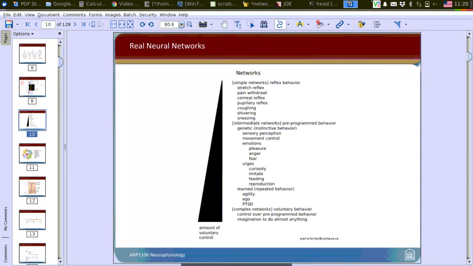When you accidentally place your hand on a hot surface, the hand will be automatically removed without you thinking about it. The next one are intermediate networks. Those form pre-programmed responses. So you have sensory inputs and you have pre-programmed responses to those sensory inputs.